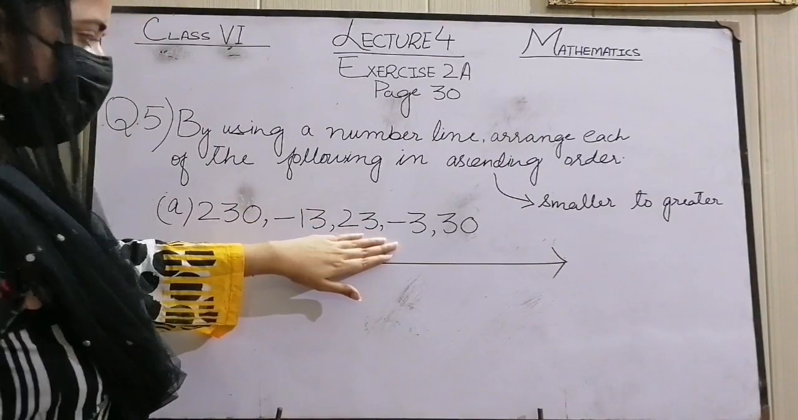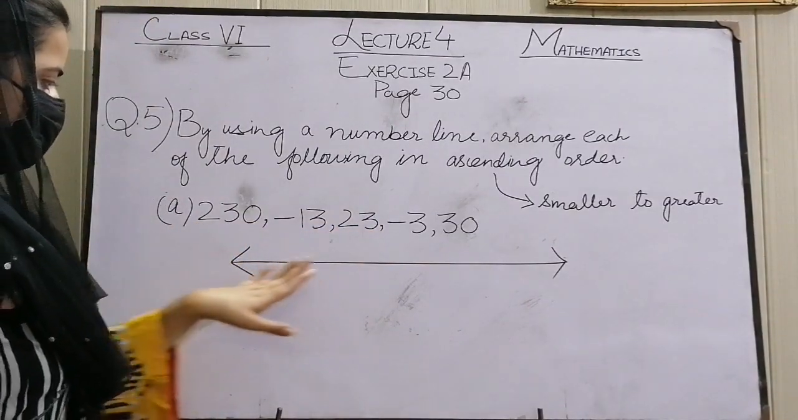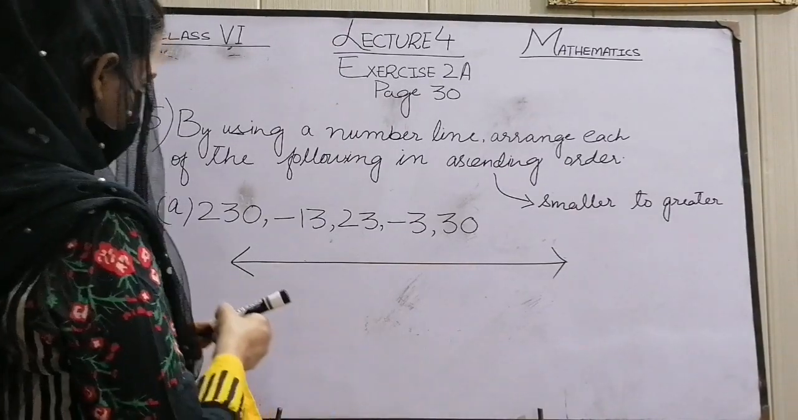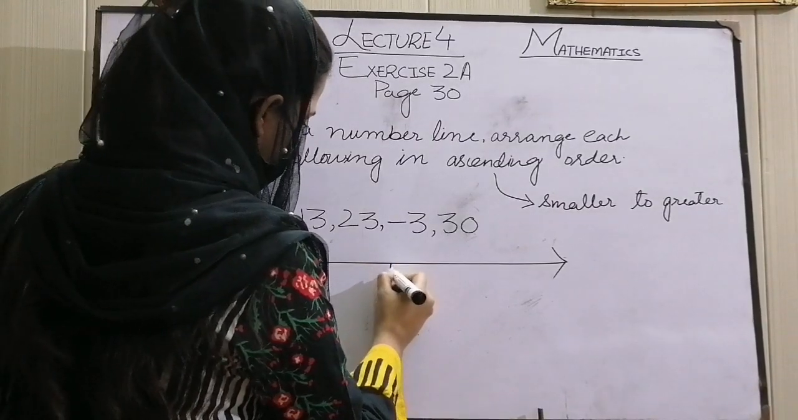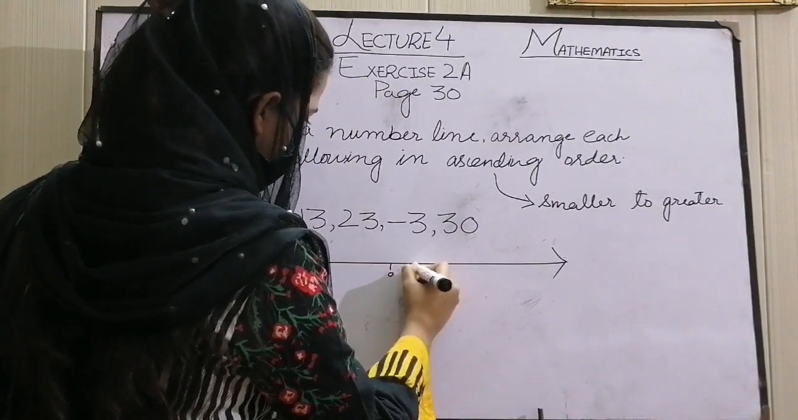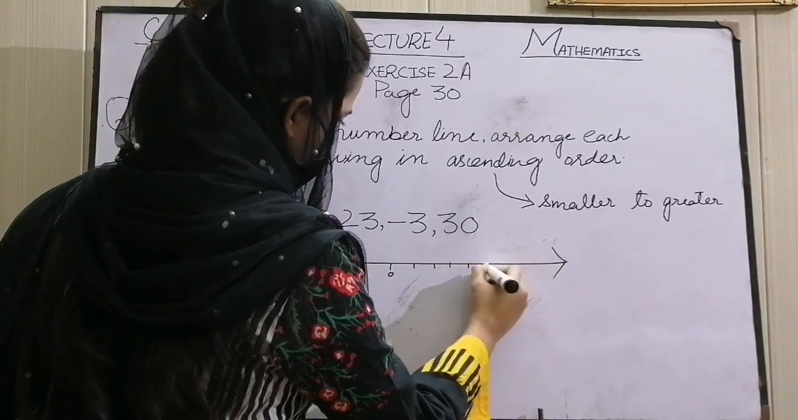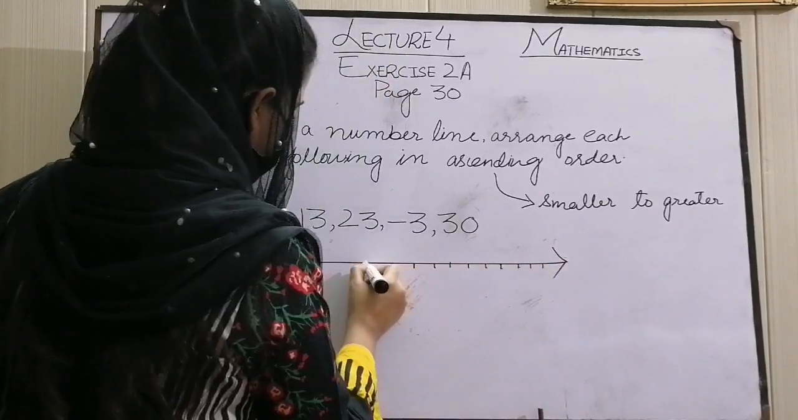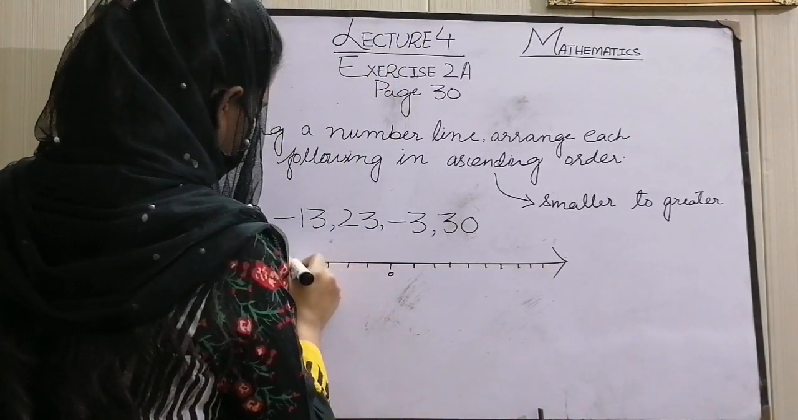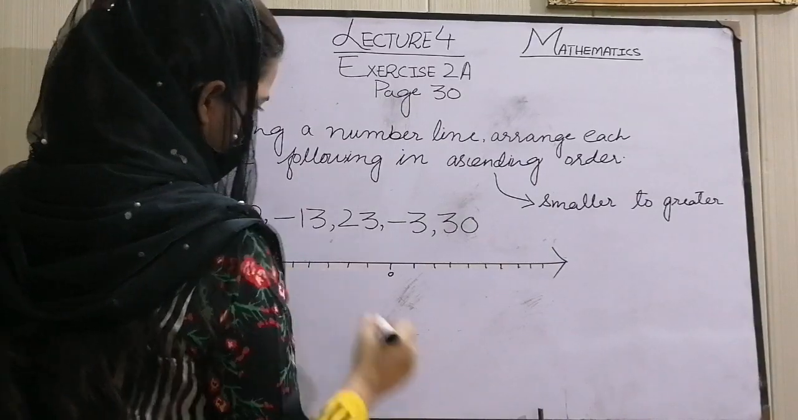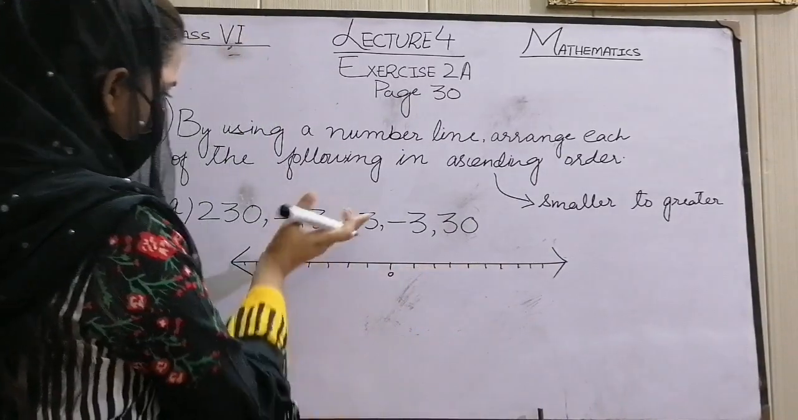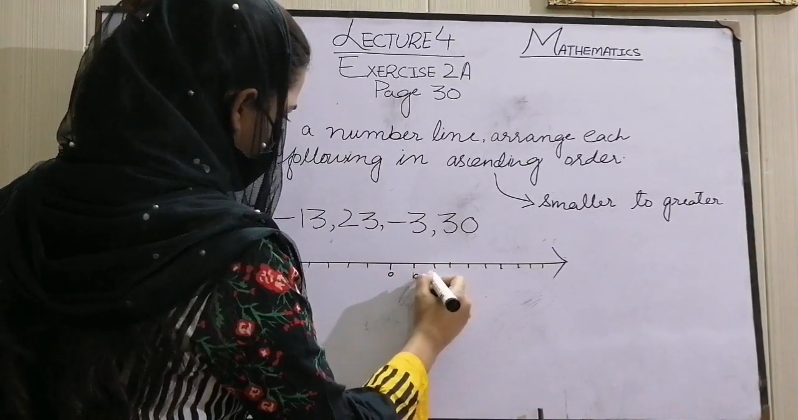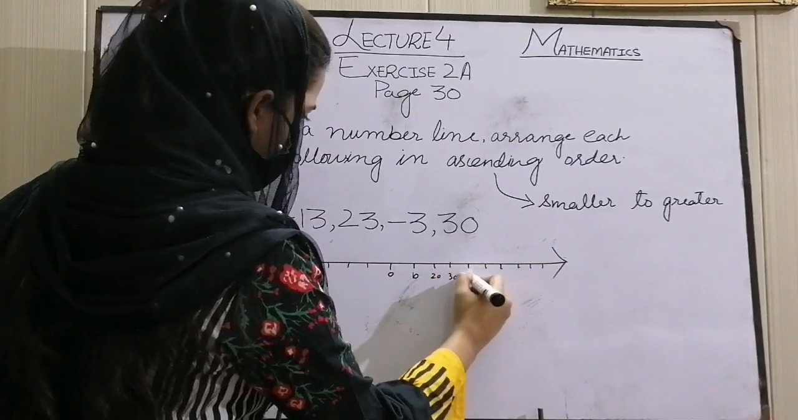To solve this question, we have to draw the number line first. Always draw the number line using ruler and pen. 0 in the middle. You have to do the spacings using your ruler. Next number, let's say we have bigger numbers here. So we will not take 1, 2, 3 or 2, 4, 6. We will take 10, 20, 30.